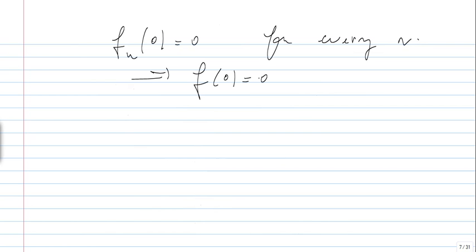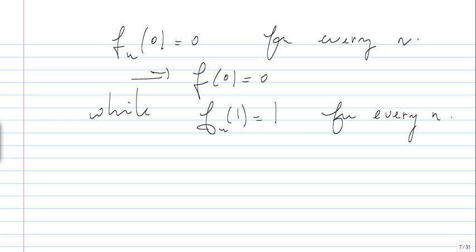No, because if you look at fn of 0 for every n, it is 0, and therefore f of 0 is equal to 0, while by construction fn of 1 is 1 for every n, so f of 1 is equal to 0. I'm sorry, f of 1 is equal to 1. So you see the function is not constant, okay? Continuous, it goes from 0 all the way to 1.